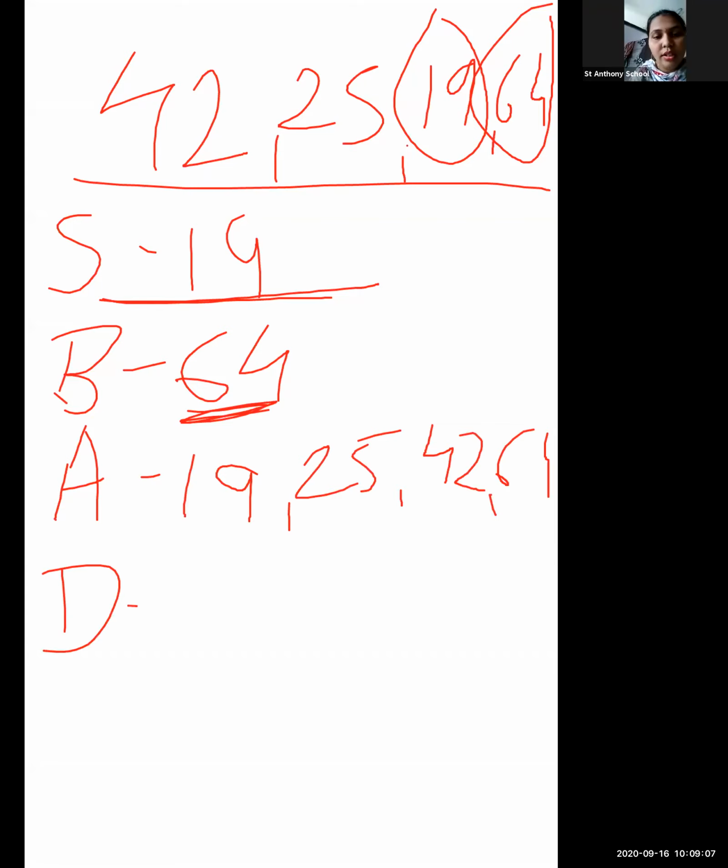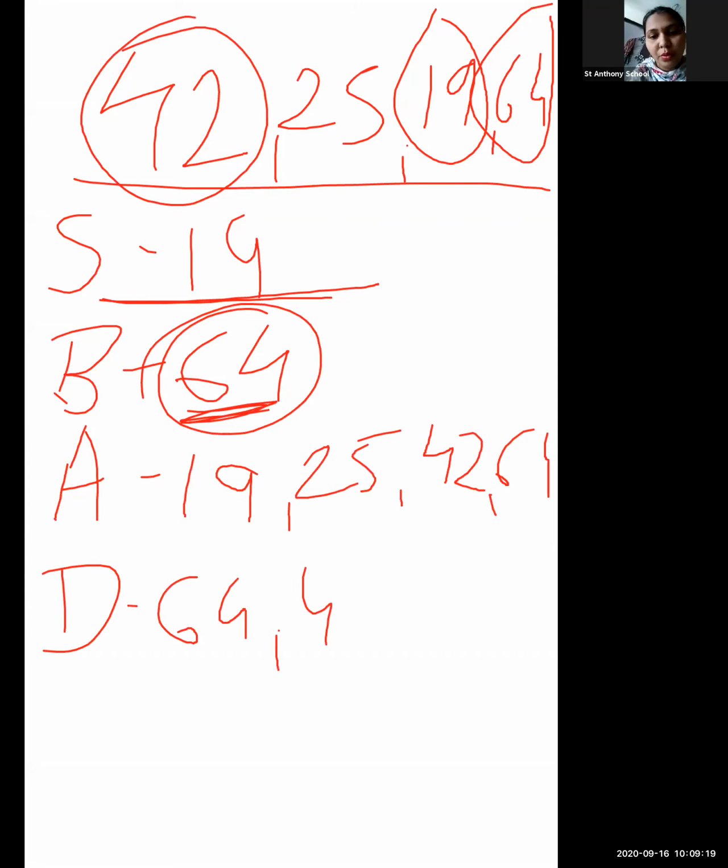And the descending order: first we write the bigger number, that is 64, then 42, 25 and the smaller number is last, it's 19. So you should always keep in your mind the definitions of smaller number, ascending order and descending order. Okay. Again, one example.